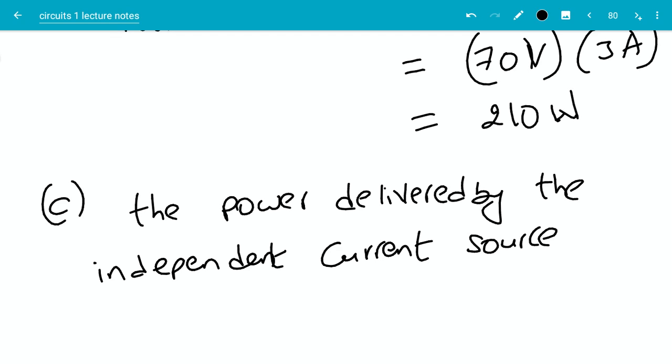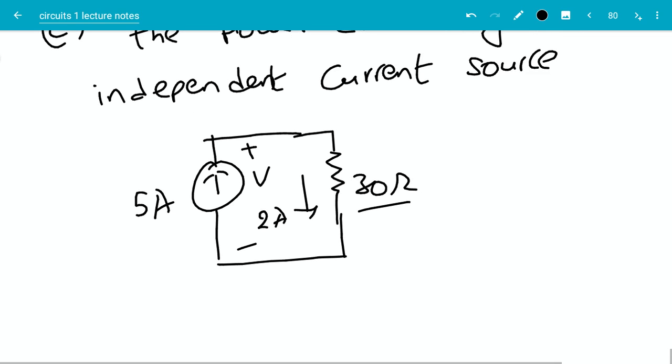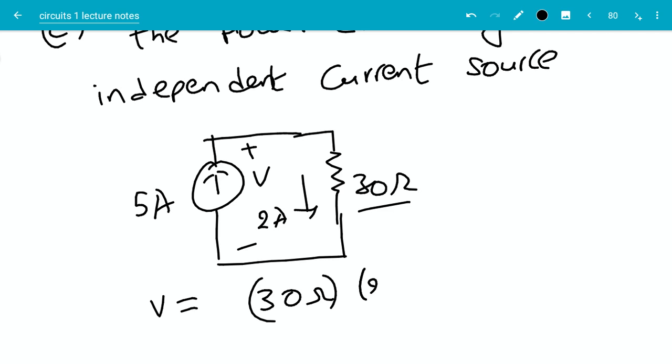Part C is asking us for the power delivered by the independent current source. Again, it is hinting that the power associated would be negative. Here is a part of the circuit involving the 5 amp independent current source. In order to find the power associated, we need to find the voltage drop across it, and we can do that by looking at the 30 ohm resistance. So V will be equal to, in this case, 30 ohms times 2 amps, and that would be equal to 60 volts.